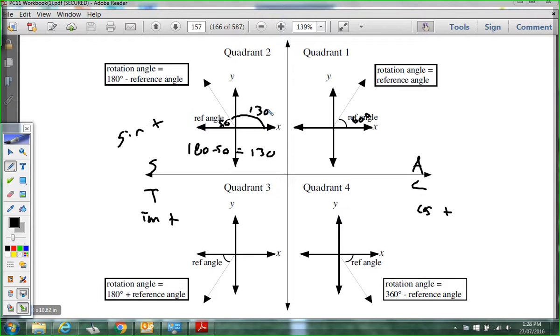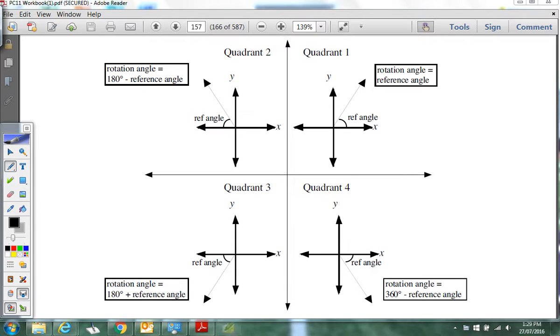Down here, same thing. We'll just use 50 again. If I say it's 50 here, you'd go 180 plus 50 to get this rotation angle, which in that case would be 230. And over here, if this was 50, going all the way around, it's 360 minus 50. So 310 would be our rotation angle with a reference angle of 50 in quadrant 4. So that's a quick review from yesterday, hopefully not too difficult.